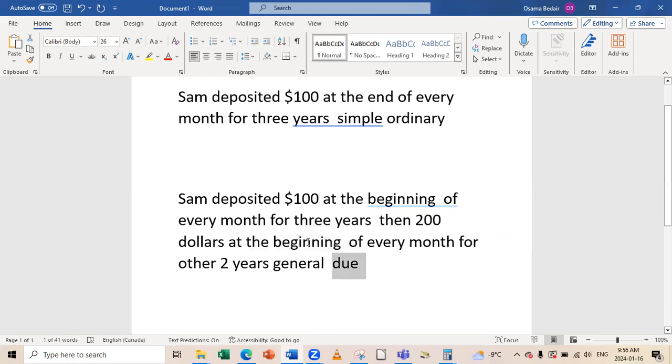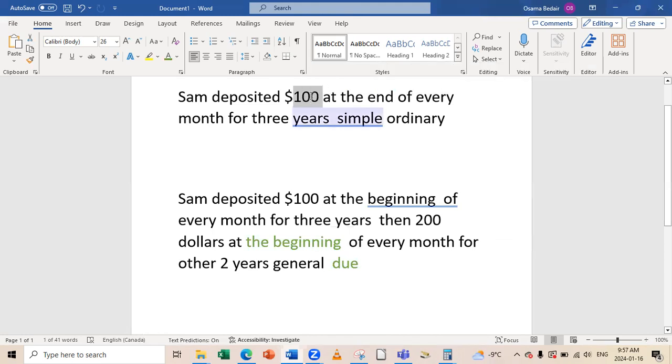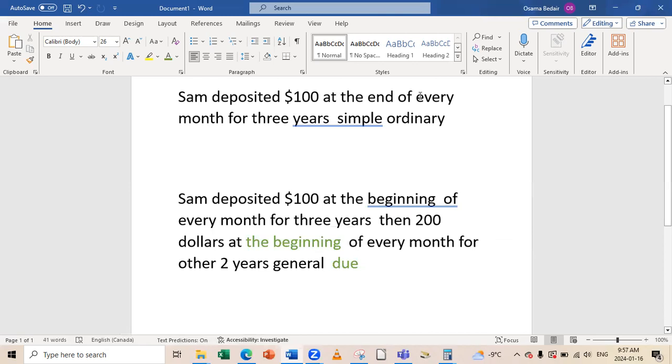As long as it's at the beginning, like you see here, where we say at the beginning, then it is due. So this is the difference between simple and due. Simple means the amount doesn't change, it's the same. So $100 means $100 all the way. At the end means that it is ordinary. So here 100, and here ordinary because of at the end.